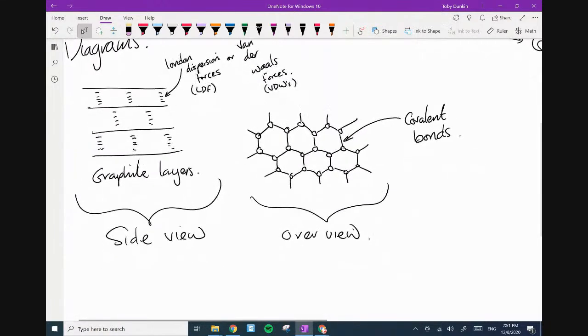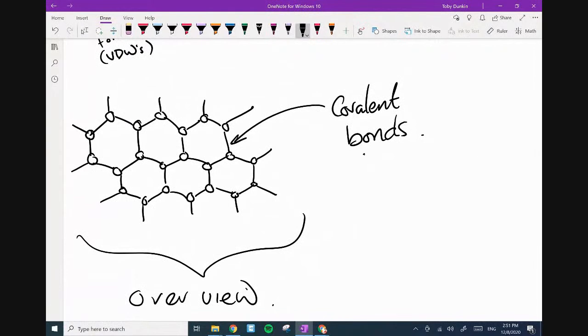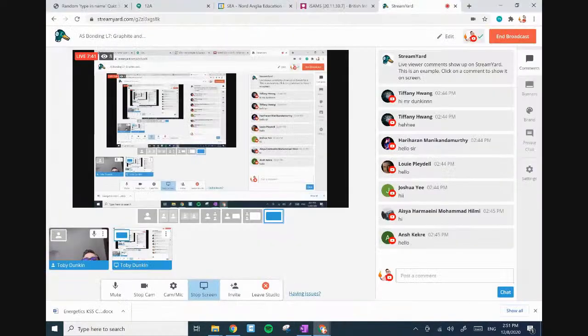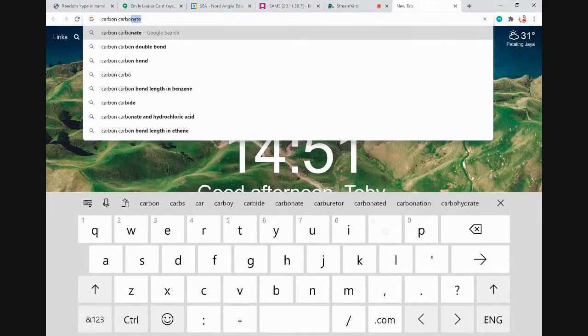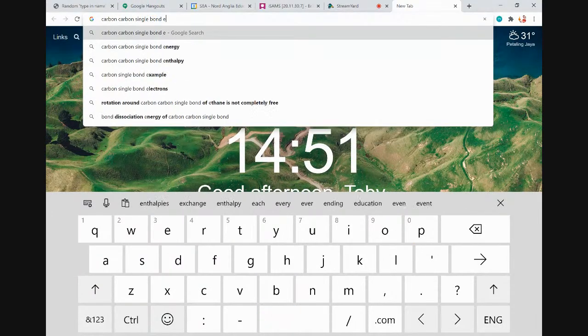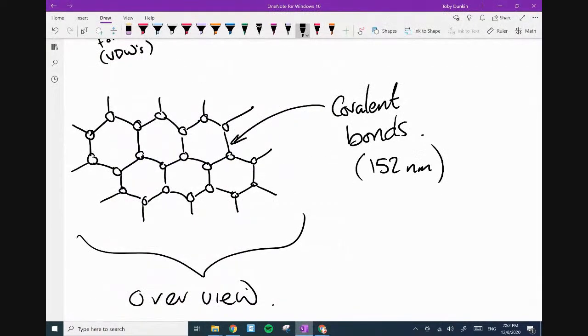Now, just to mention that the lengths of these are quite interesting. So within these carbon bonds, give or take, this is where I'm going to get my lengths from, about 132. Is that right? No. 152 nanometers? Oh, no. Carbon single bond length. 150, so close. 154 nanometers.